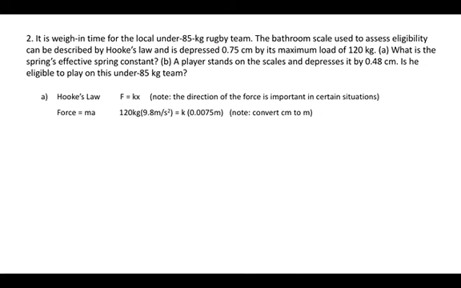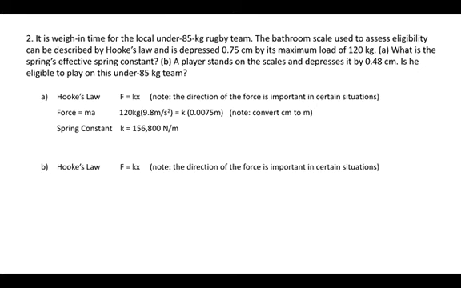And so since force is ma, here because of gravity, we have 120 kilograms is the maximum it can hold. 9.8 meters per second squared is g. And that is equal to k times 0.0075 meters. Now you notice we converted centimeters to meters. That's very important in all of our functions. And if we actually solve for k, you'll get a spring constant that's very, very large, 156,800 newtons per meter. So we're going to use this information in question B.